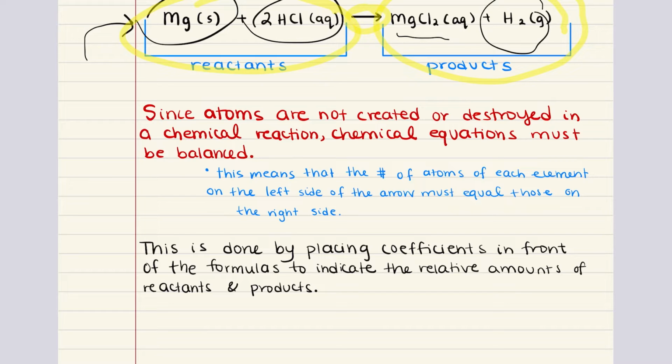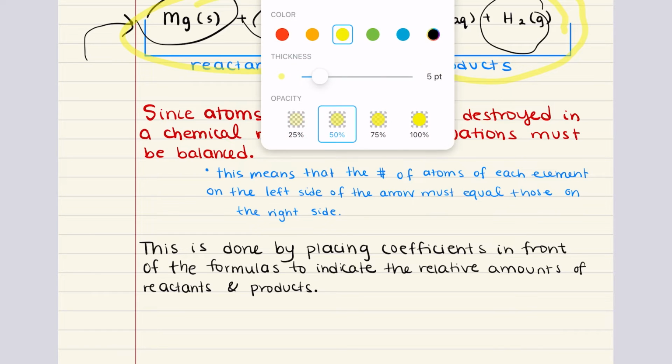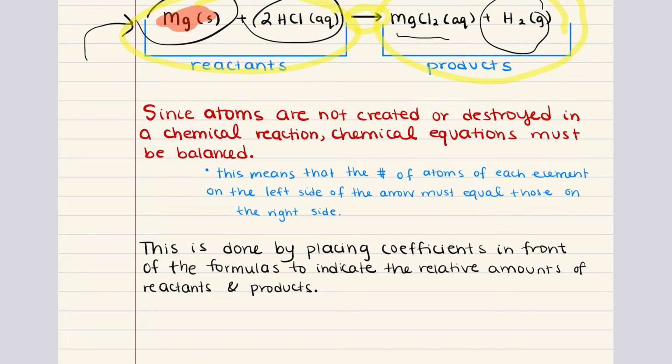So if you look at this example, you'll notice that there is one magnesium atom in the reactants and one magnesium atom in the products. There's two hydrogen atoms in the reactants, two hydrogen atoms in the product. All right, and so on and so forth. Now you might be asking, well, how do we balance chemical equations? This is done by placing coefficients in front of the formulas to indicate the relative amount of reactants and products.